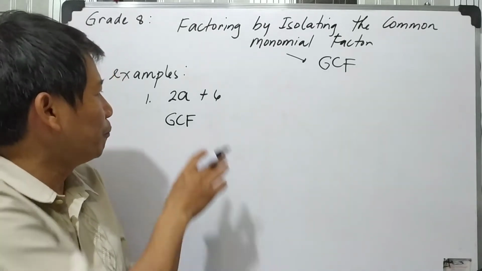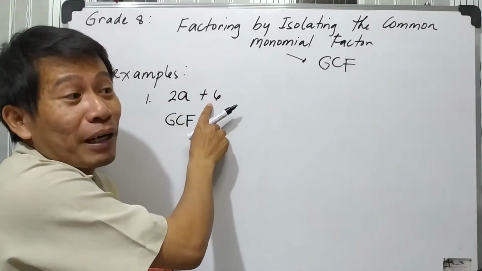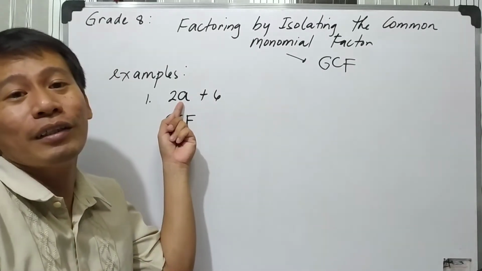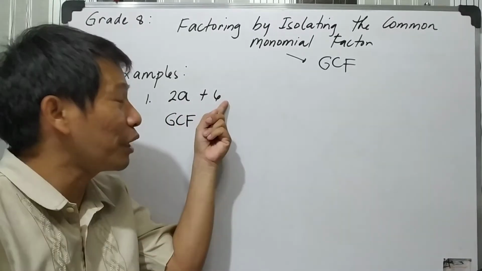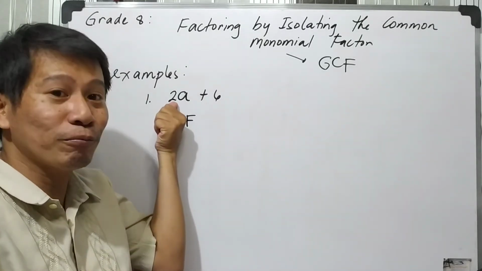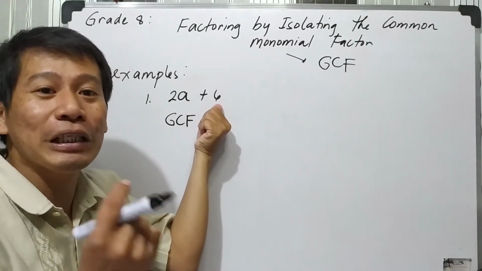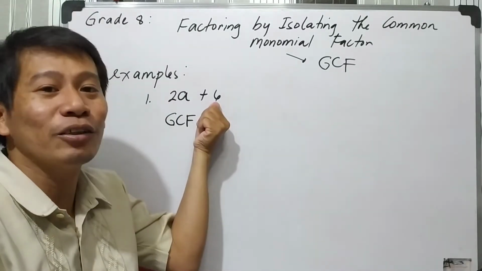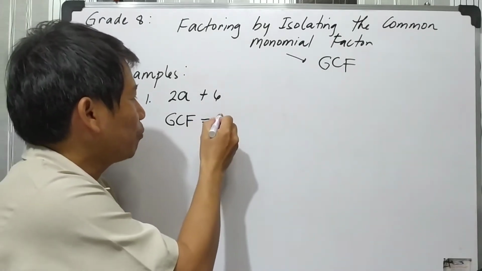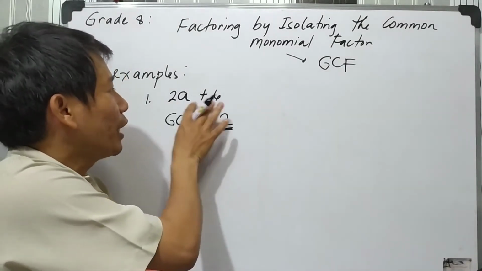Okay? So, as you will observe, in the first term, we have here 2a. The second term is just a constant, positive 6. We don't have a. So, in other words, the a here cannot be considered a common factor, because we don't have an a here. So, what is the only common factor? We have here 2 in the first term. And in the second term, we have 6. You will notice they have a GCF, right? 2 and 6. So, what do you think is the GCF of 2 and 6? Correct. The GCF is simply 2, right? That is the greatest common factor of 2 and 6.